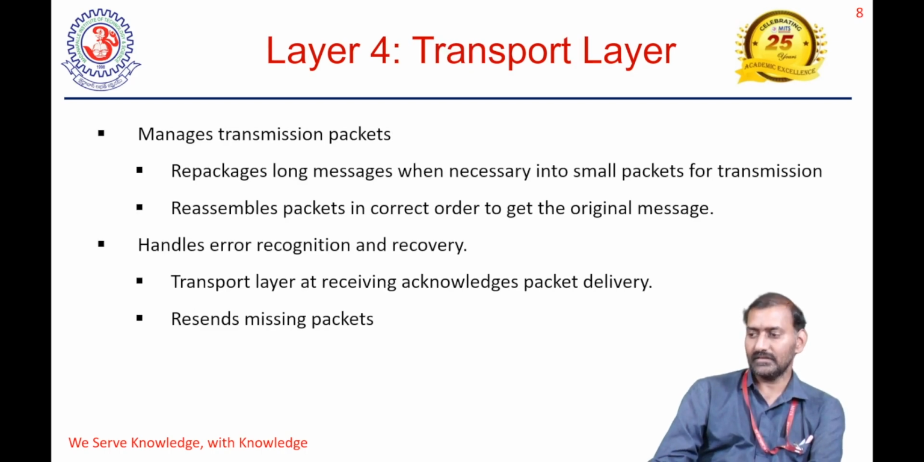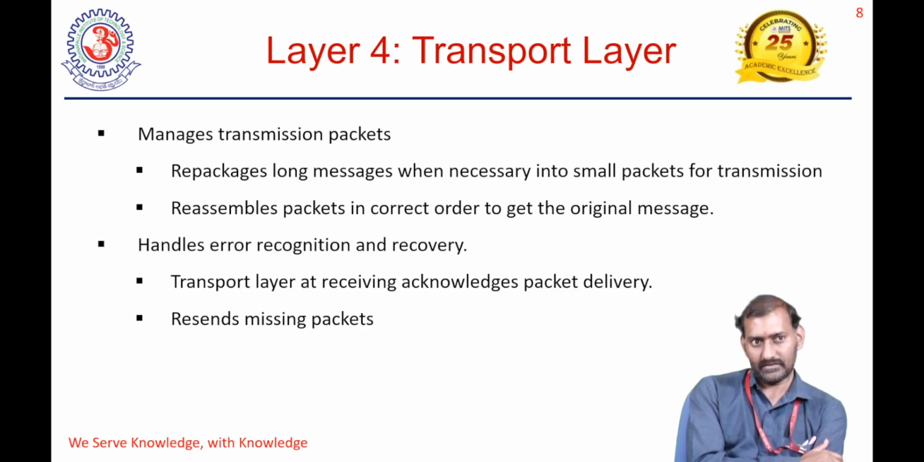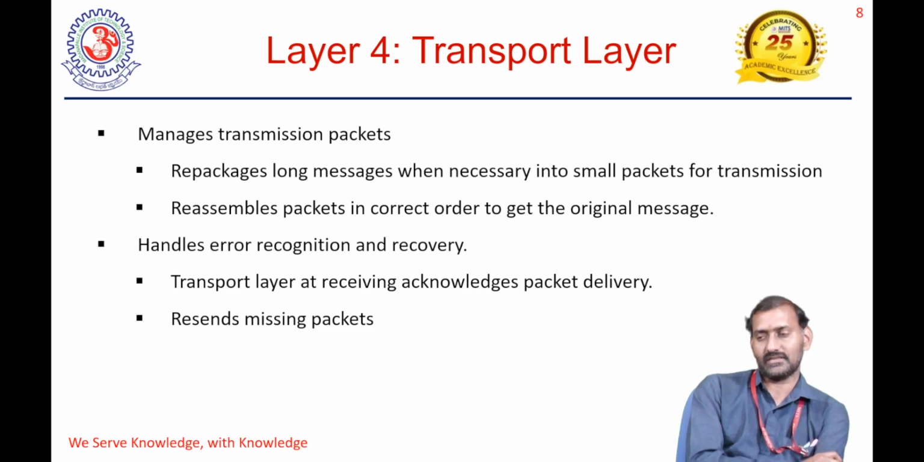Next, the fourth layer is the transport layer. This is like an end-to-end layer. We can call it the end-to-end layer. End-to-end means whatever activities happen on the sender side, the same activities happen on the receiver side also, not in between. That means intermediate systems are not related to that. Only the source and destination will do those activities. That is what is called the end-to-end layer.